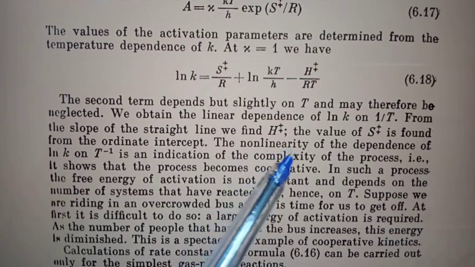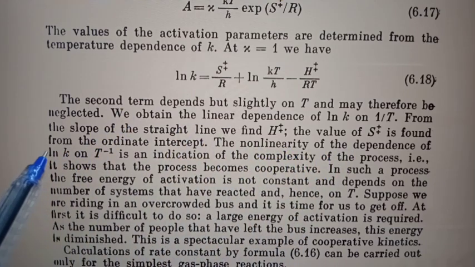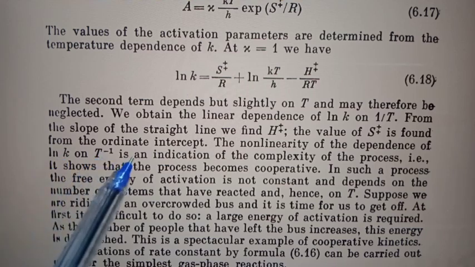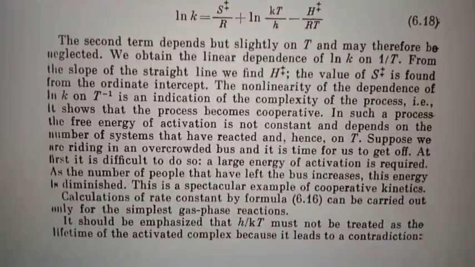The non-linearity of this dependence is indicative of the complexity of the process, so that the process becomes cooperative. In such a process, the free energy of the activation is not constant and depends on the number of systems that have reacted and hence on T.